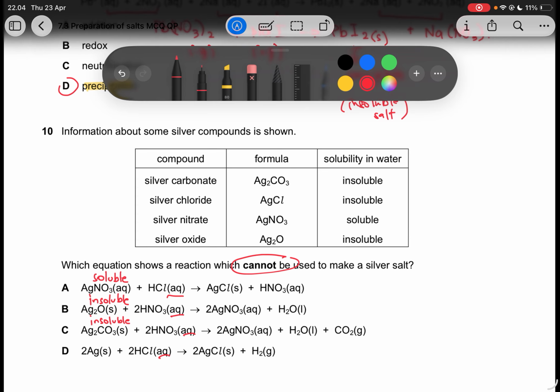Next, we need to see, based on whether they are soluble or insoluble, what kind of reaction we are doing. So letter A, since we have soluble and soluble, and it creates a silver chloride, which is insoluble. Therefore, it means we created it using precipitation.